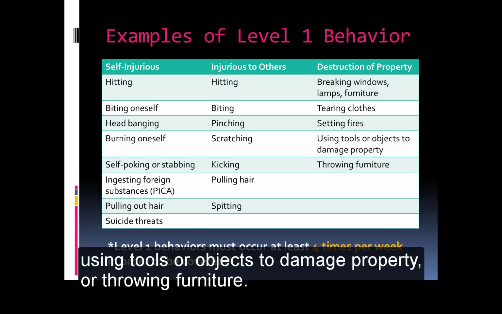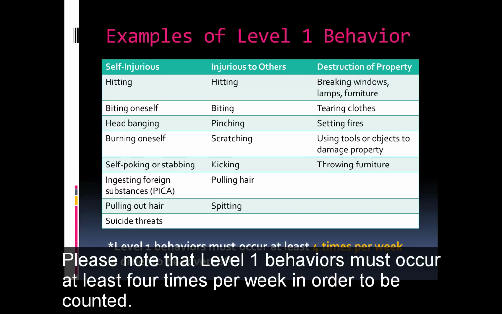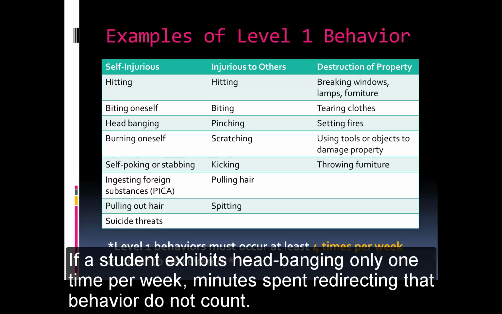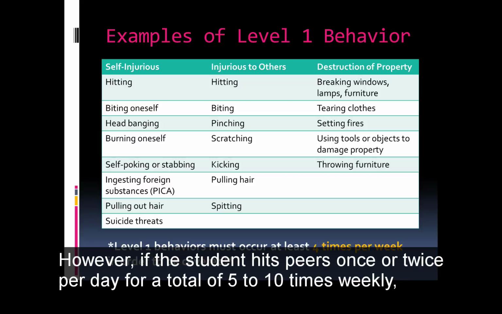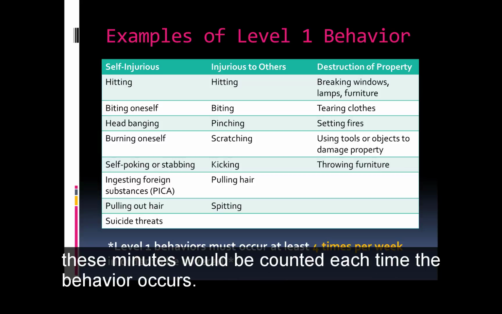Please note that Level 1 behaviors must occur at least 4 times per week in order to be counted. If a student exhibits headbanging only 1 time per week, minutes spent redirecting that behavior do not count. However, if the student hits peers once or twice per day, for a total of 5 to 10 times weekly, these minutes would be counted each time the behavior occurs.